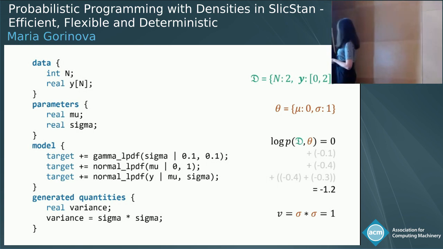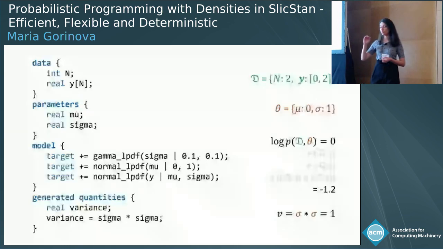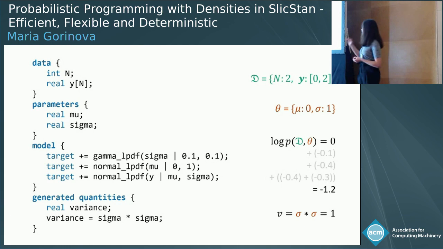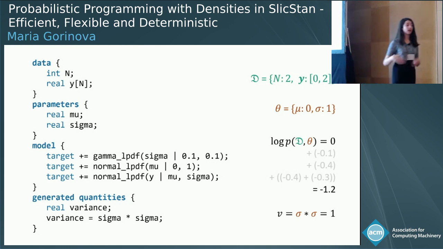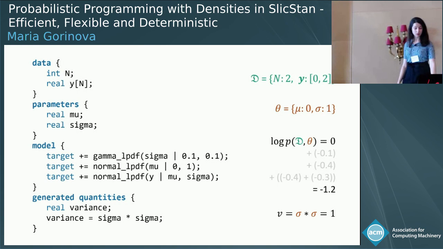And then we're going to add a term that is a log gamma density evaluated at sigma equals 0. Then a log normal density term evaluated at mu equals 1, and so on. And then at the end, we can also compute the generated quantities from whatever parameters and data we have.